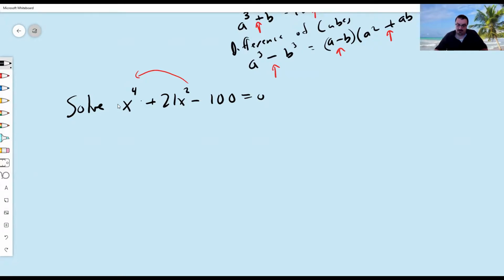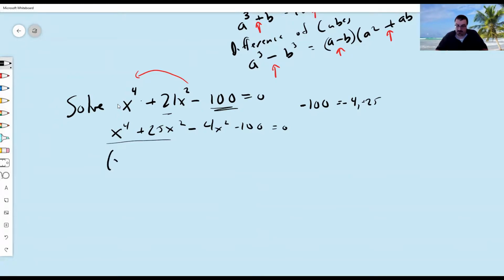So now I'm looking for the factors of 100 that add to 21. The factors of 100 that add to 21 would be 4 and 25. It's a minus 100. To get plus 21, I need a minus 4 and a plus 25. So x to the fourth plus 25x squared minus 4x squared minus 100 equals 0.